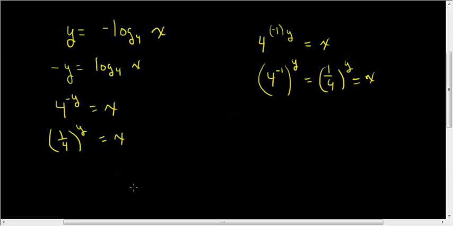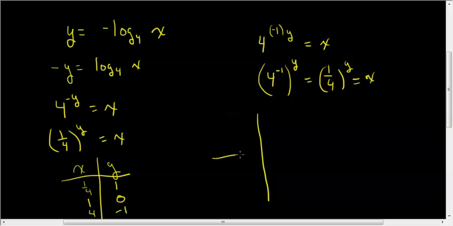All right, so again, key points now are when y is 1, 0, and negative 1. So if y is 1, x is 1/4. Y is 0, x is 1. Y is negative 1, 1/4 to the negative 1. Remember, raising to the negative 1 is taking the reciprocal. The reciprocal of 1/4 is 4.